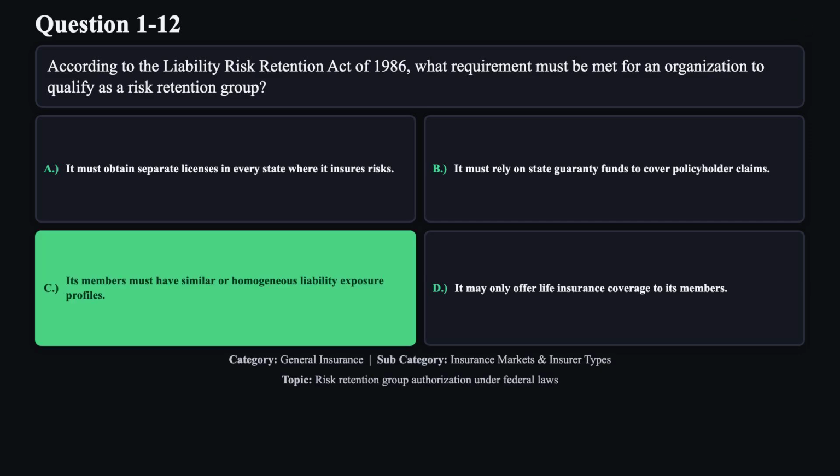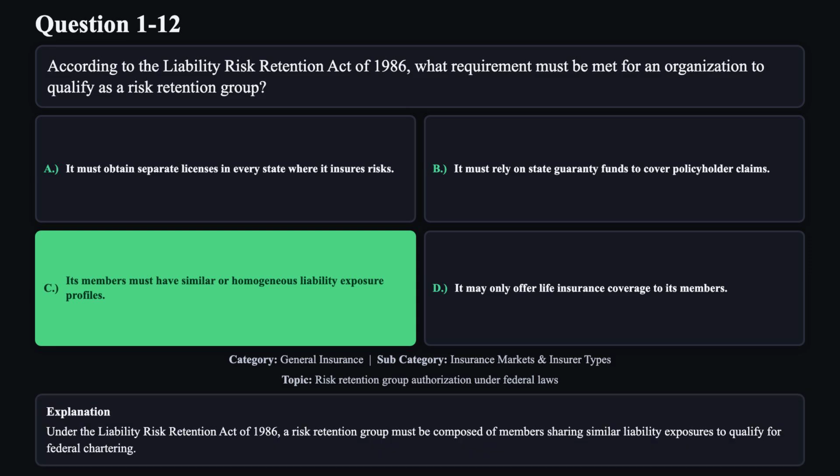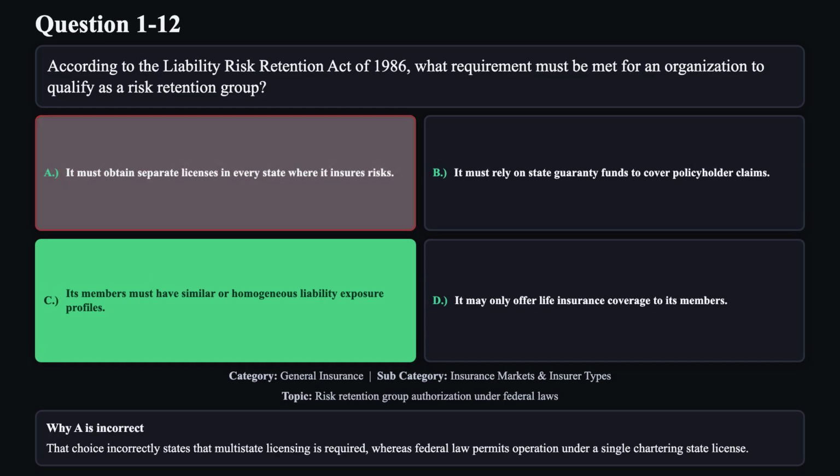The correct answer is C. Under the Liability Risk Retention Act of 1986, a risk retention group must be composed of members sharing similar liability exposures to qualify for federal chartering. Reason A is not correct. That choice incorrectly states that multi-state licensing is required, whereas federal law permits operation under a single chartering state license.